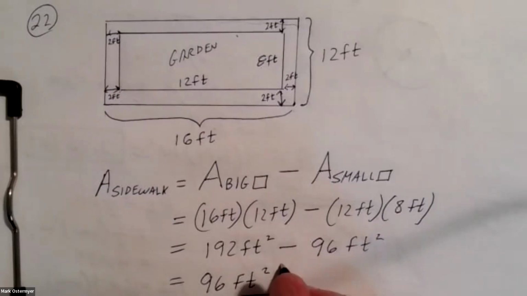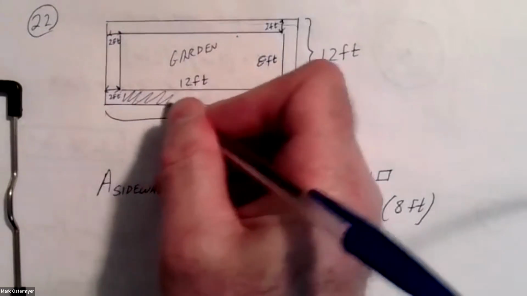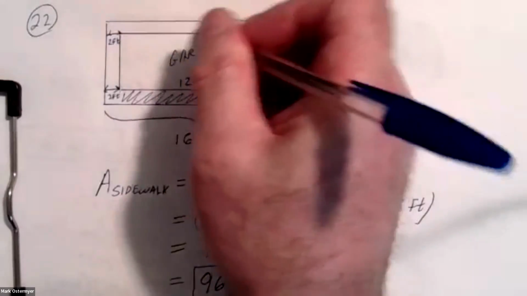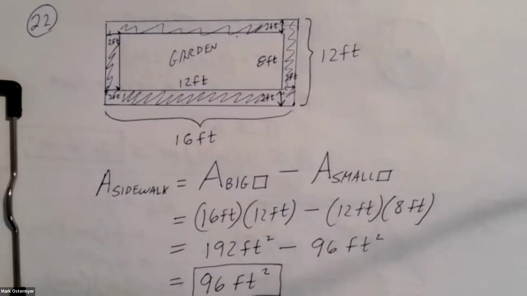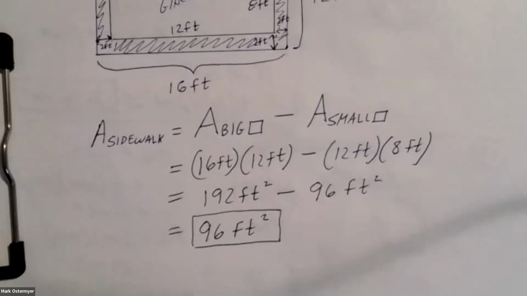Now, ladies and gentlemen, we know exactly how many square feet of gravel to buy so that we can put gravel in the surrounding area of our sidewalk. Do you agree? Everybody see that there? That was a good problem, wasn't it? That would be 96 square feet for the area of the sidewalk.